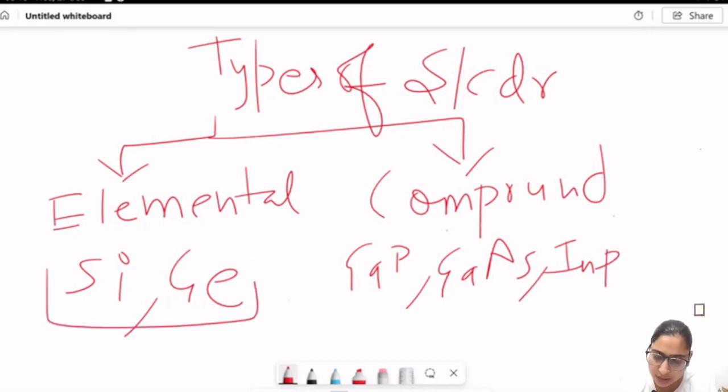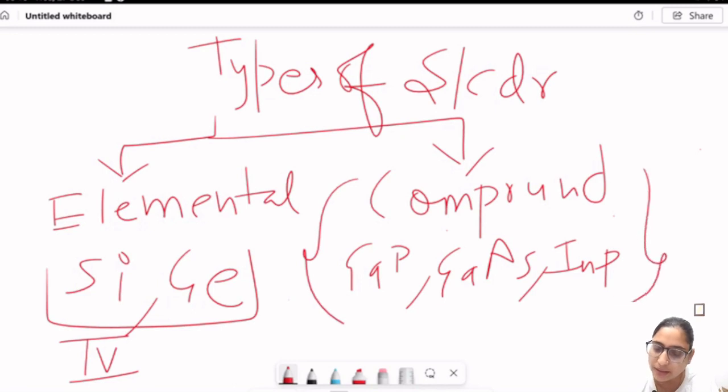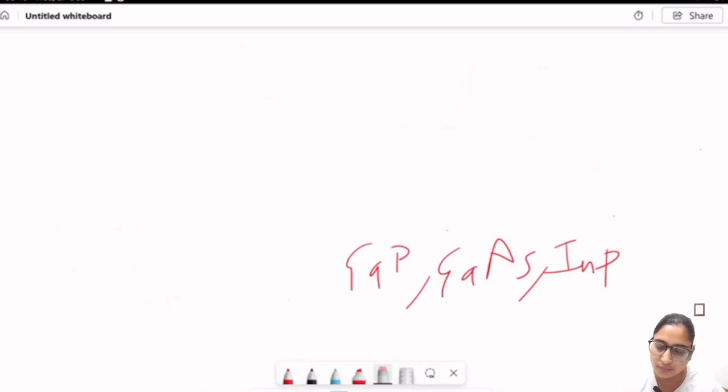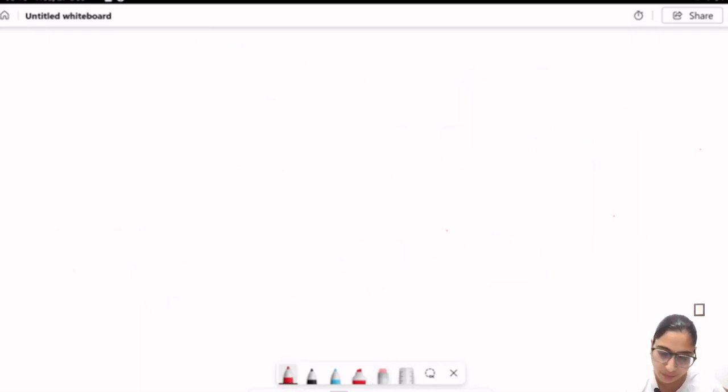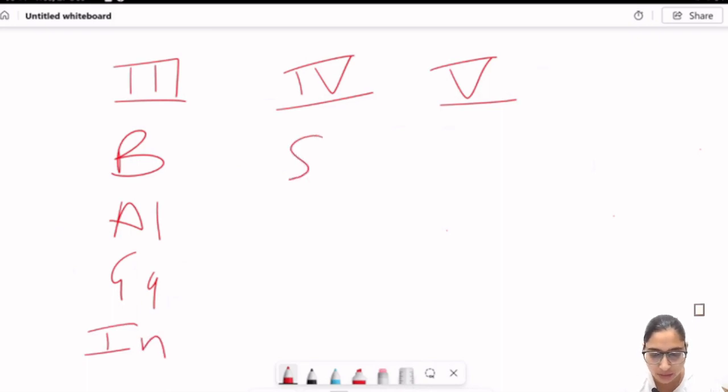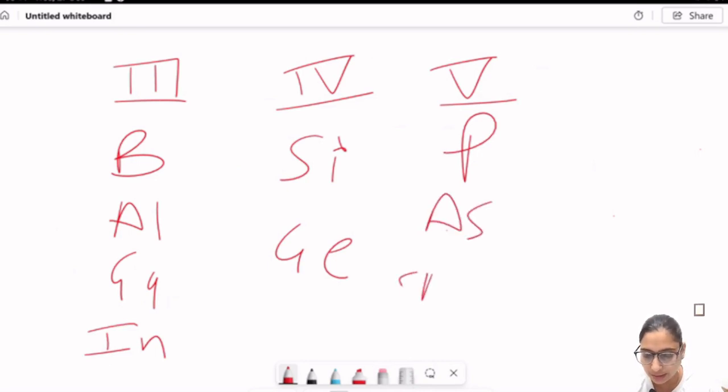So if I talk about silicon and germanium, they are group 4 elements in the periodic table. And if I talk about compound semiconductors, there is a mix and match of group 3 and group 5 elements. Okay, now let's discuss all three groups in detail. Here, group 3 element, group 4 element and group 5 element. Group 3 elements are boron, aluminium, gallium and indium. Group 4 elements are silicon, germanium, and group 5 elements are phosphorus, arsenic and antimony.